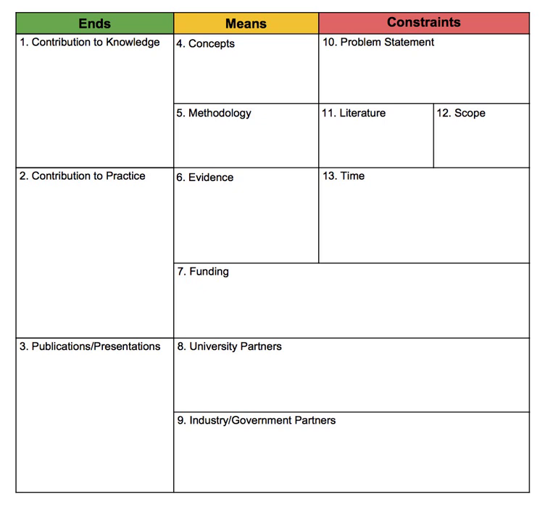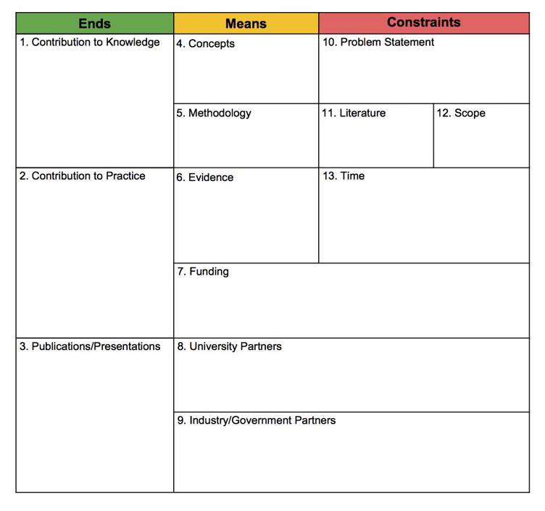Defining the ends. Goals of research. Every research project must answer 3 fundamental questions. Contribution to knowledge: how does this research advance the field? Contribution to practice: how will this research improve real-world applications in lean construction? Dissemination: how will findings be shared through publications and presentations? Without clear objectives, even groundbreaking discoveries remain useless if they don't reach the people who can apply them.